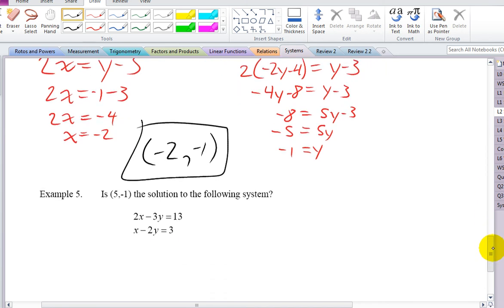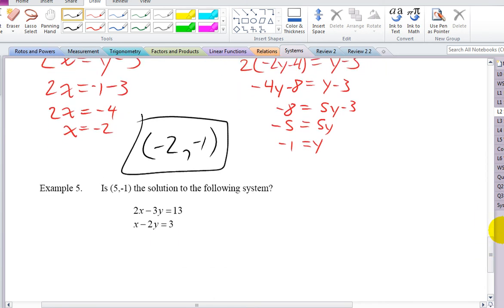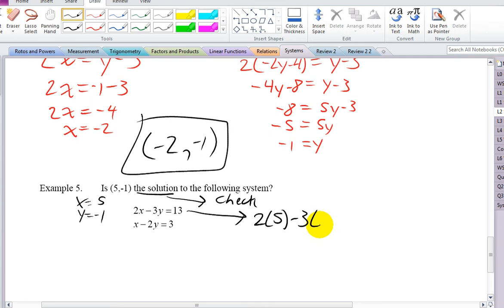So here's a very typical question. Is the point 5, comma, -1 the solution to the following system? What we need to do then is we need to do a check. So we have an x value of 5 and a y value of -1. We have to substitute into the equations. So this would become 2 times 5 minus 3 times -1 equals 13. Go ahead, see if you can find the answer. And don't fall for the trick.